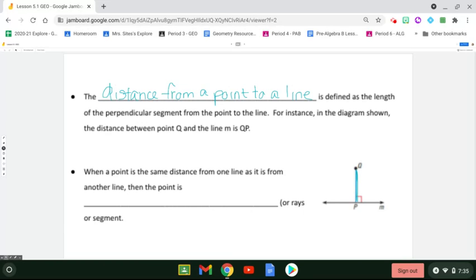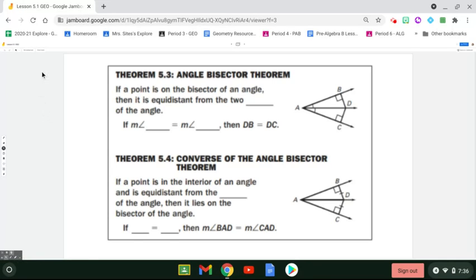Okay, when a point is the same distance from one line as it is from another line, then the point is, and we say the phrase, equidistant from the two lines or rays from the segment. Okay, so when the point is the same distance from one line as it is to another line, then we say the point is equidistant from the two lines. And it was important for us to talk about those things because now we're going to be talking about the other part of today's lesson, which is about angle bisectors.